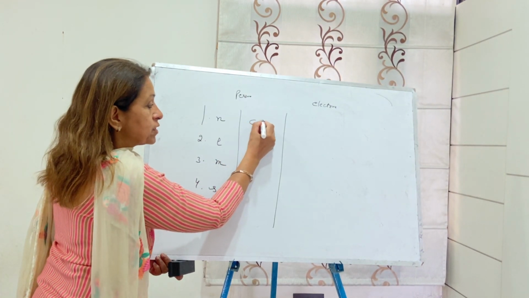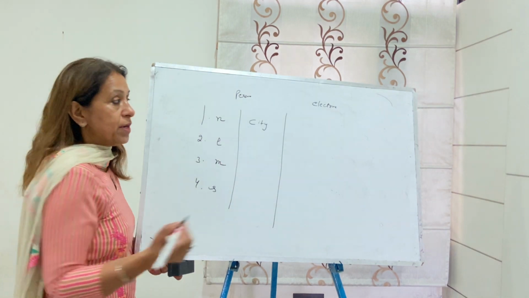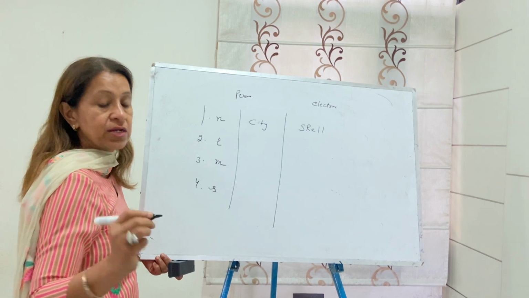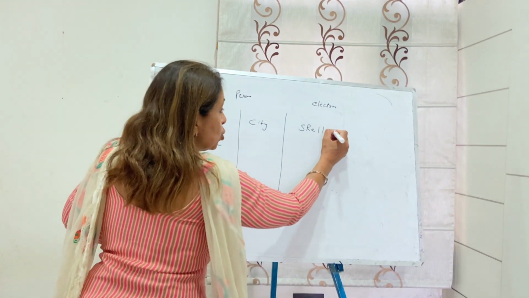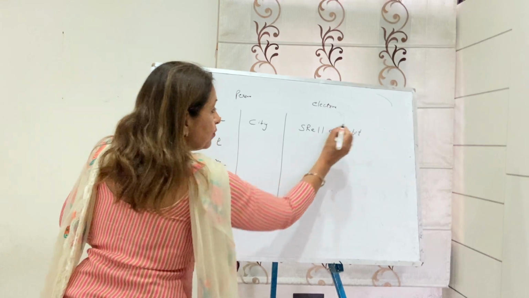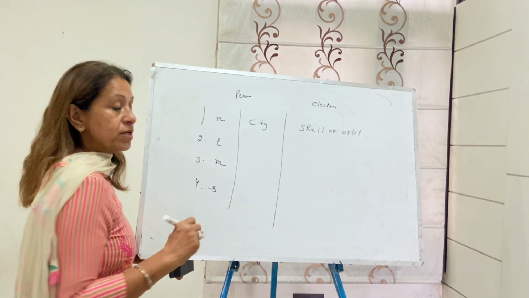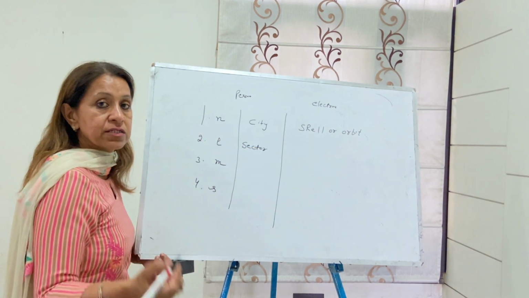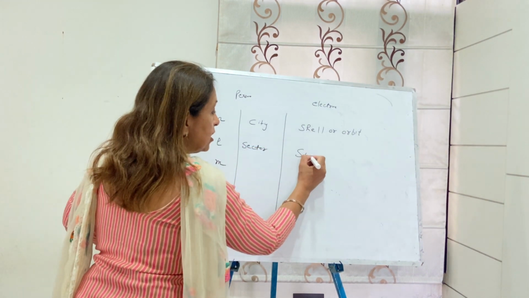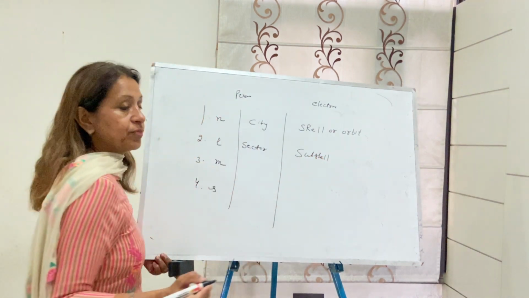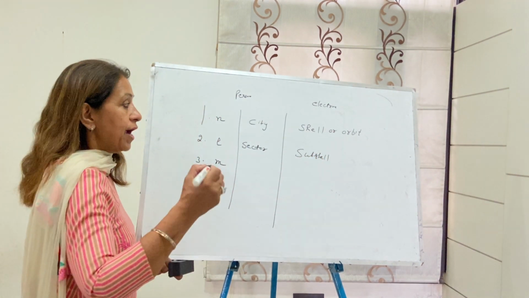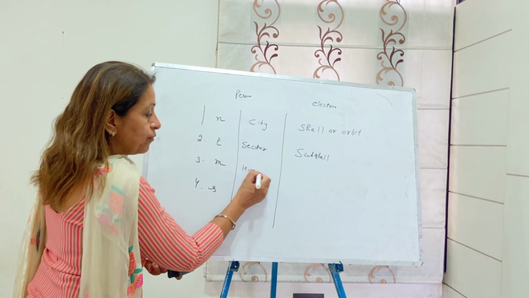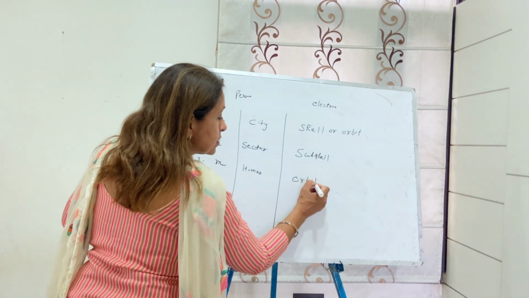Person belongs to which city? Electron belongs to which shell? Right? City and shell are the same thing. You may call it orbit as well. Now after the city entrance, we go to the sectors. In the city there are various sectors. Similarly, in the shell there are various subshells. In the sector there are homes, and in the subshell there are orbitals.